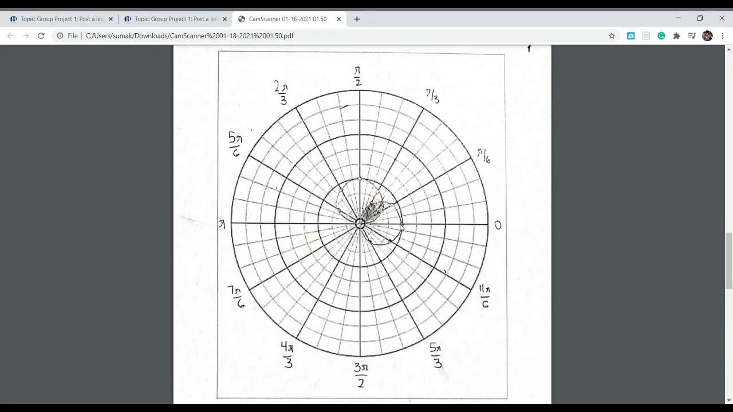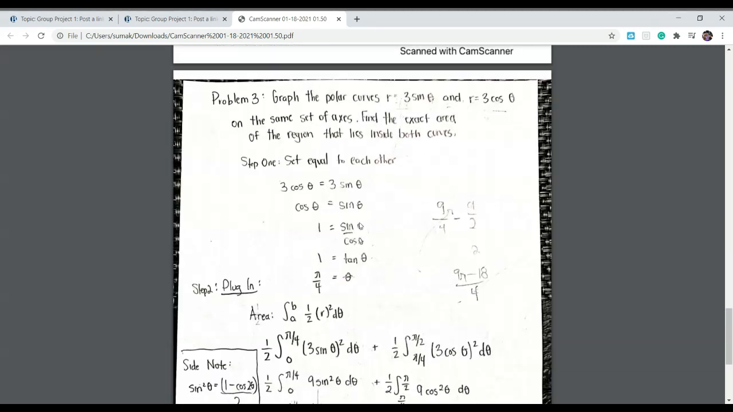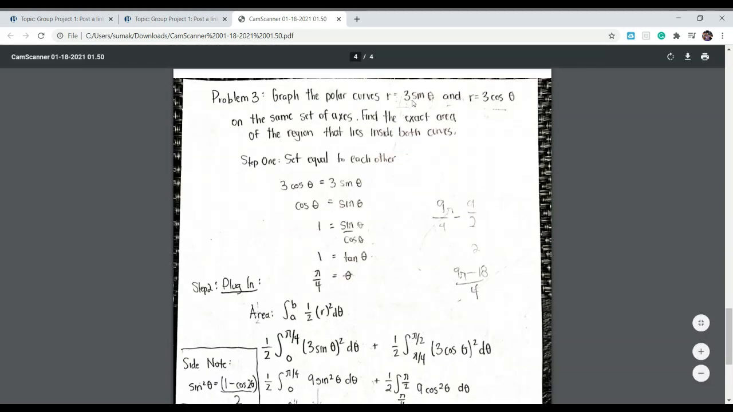Now, if we go to problem 3, as you can see the graph right here, this is r equals 3 sine theta, and this equals r cosine theta. And right here is the area we're trying to find, the exact region between these curves. Now, problem 3 states, graph the polar curves r equals 3 sine theta and r equals 3 cosine theta, as I showed above, on the same set of axes, and find the exact area of the region that lies inside both of these curves.